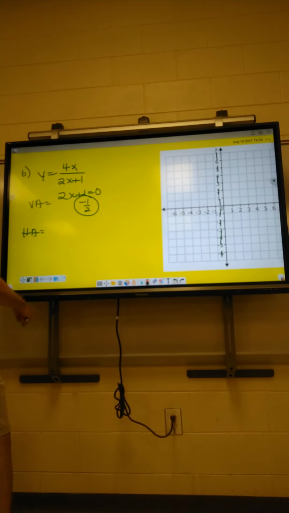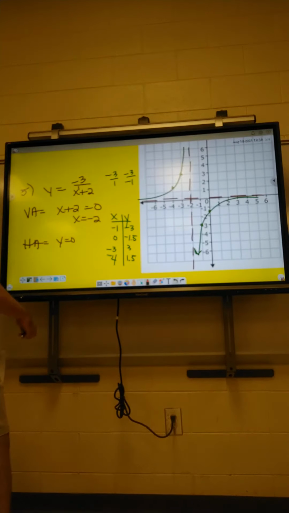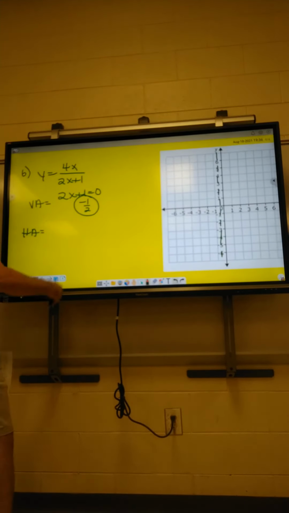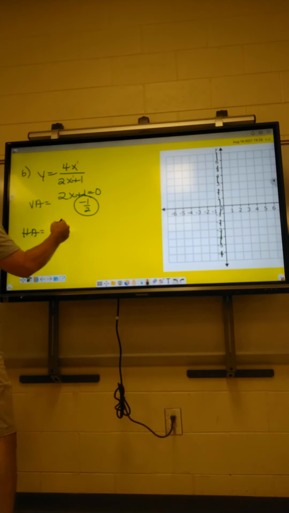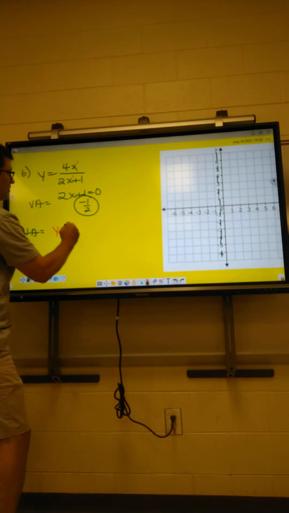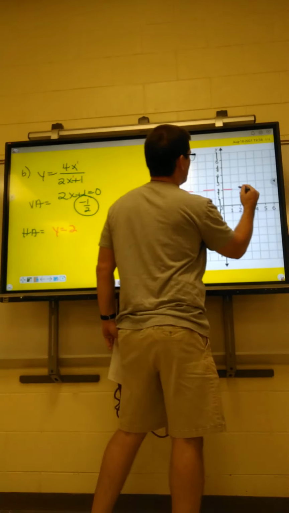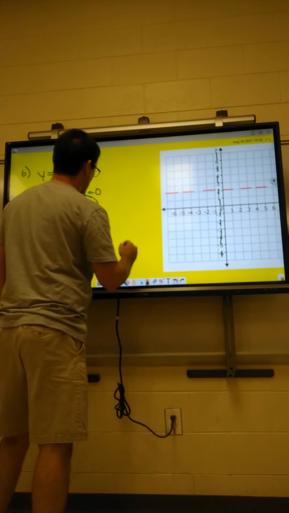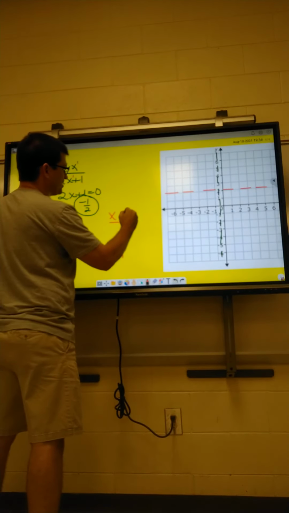Well look, last problem, we had an X on the bottom, didn't have one on top, that's Y equals 0. This time, the exponents are equal. So when that happens, you divide the numbers in front of the X's. You divide the coefficients. So 4 divided by 2 is 2.